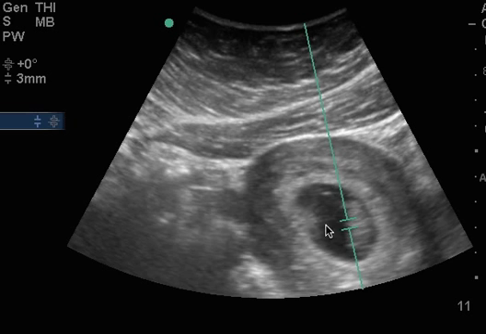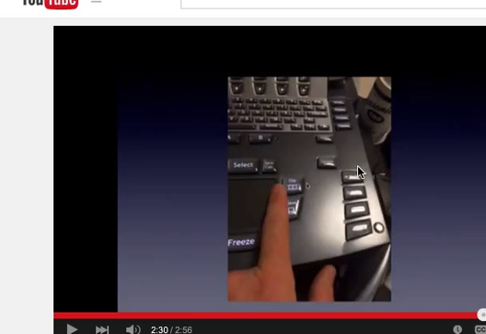Instead, you want to do the straight line, which uses the letter M, which stands for M mode, and that's motion. It's hard to see, but on this same video, this button here is M mode, and you can press that, and there'll be a line that comes in the middle of the screen. That's what you can use to do the M mode or motion for the fetal heart rate.